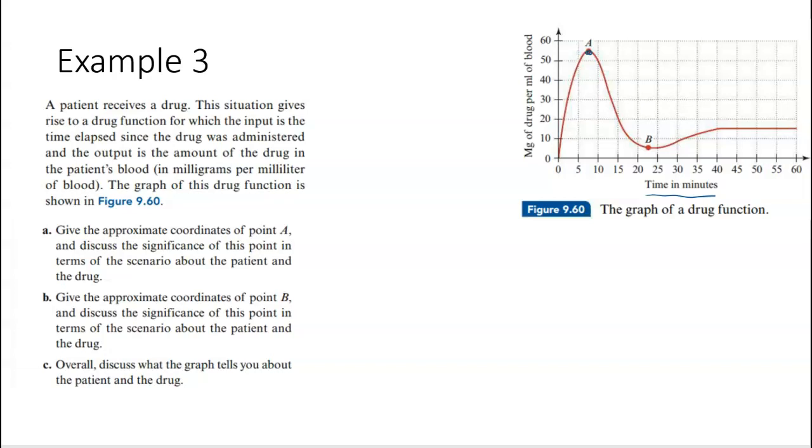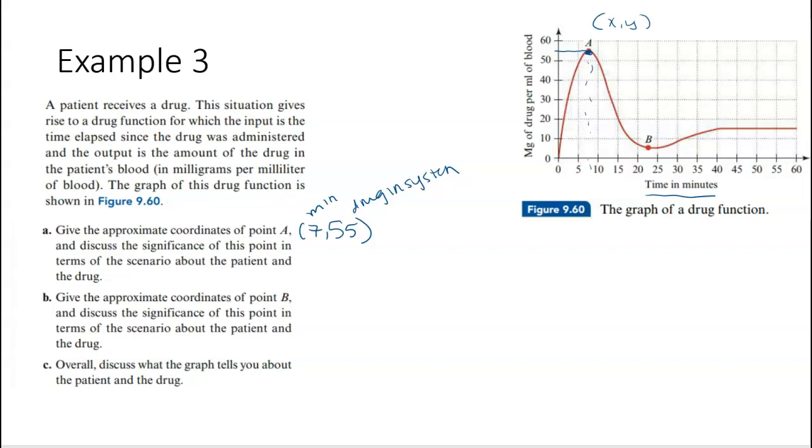So here's A. Remember that coordinate points go X, Y. So that would be, looks like it's about 7. And the height, maybe we would say 55. It's the approximate coordinates. So what does it mean? Well, just this itself, 7 minutes, and then this is the amount of drug in the system. So we could say that after 7 minutes, there's 55 milligrams of the drug in the system.